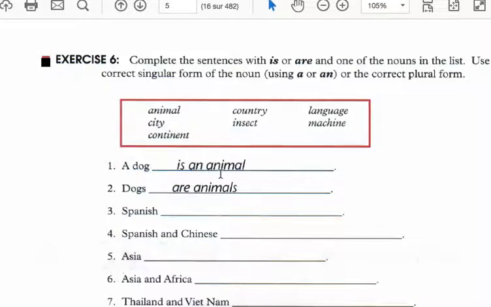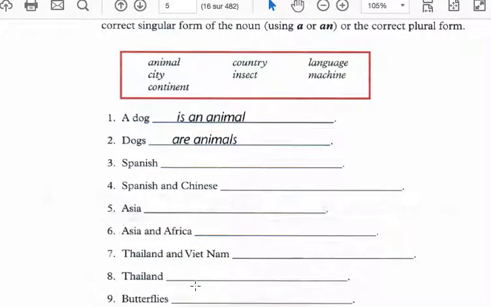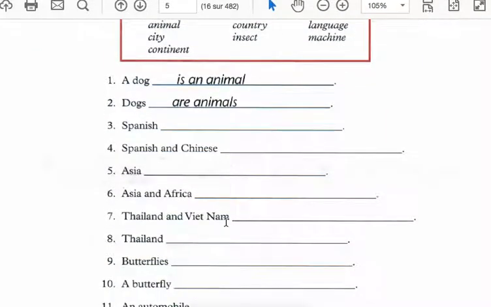A dog is an animal. Dogs are animals. Spanish is a language. Spanish and Chinese are languages. Asia is a continent. Asia and Africa are continents. Thailand and Vietnam are countries. Okay, Thailand is a country. Butterflies are insects. A butterfly is an insect.